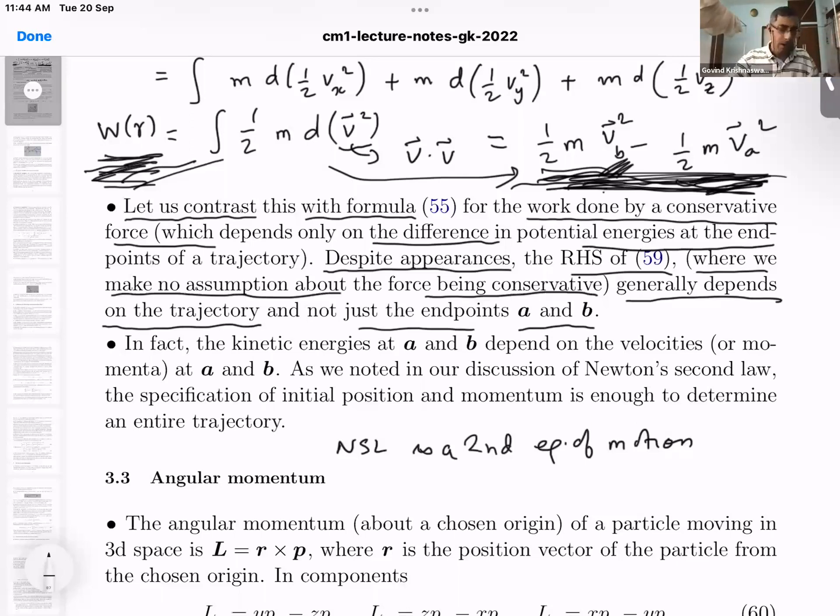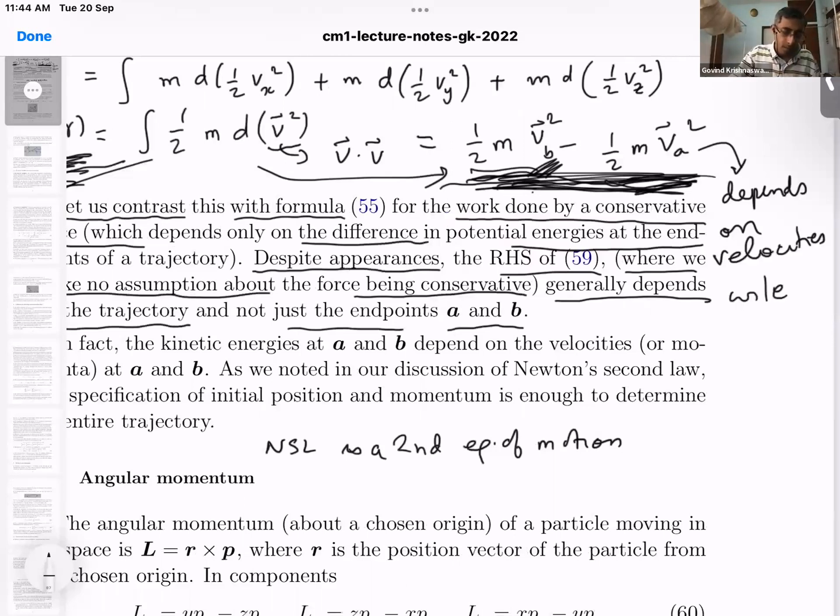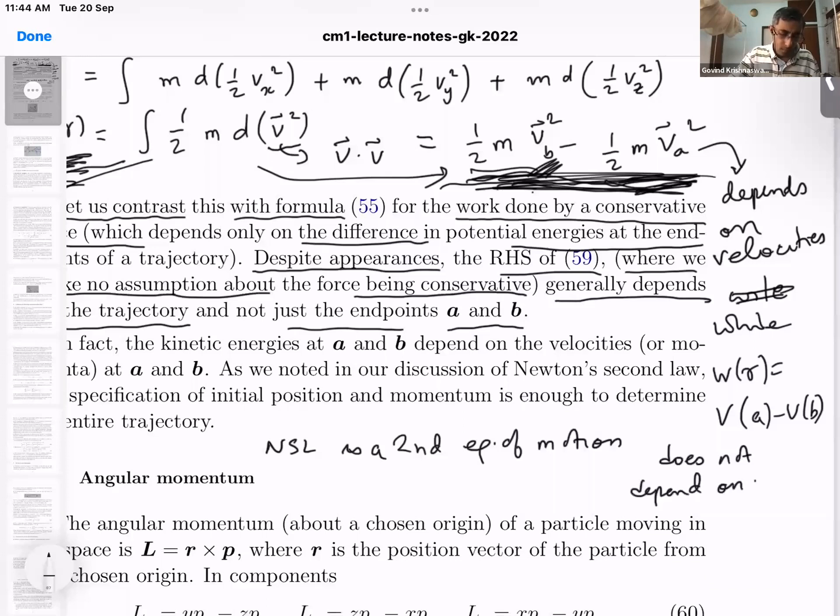Okay, so we have to contrast this formula. This formula depends on velocities, while the earlier formula, namely W of gamma is equal to VA minus VB, does not depend on velocities. And that's what we said. A conservative force can depend only on the endpoints. Here, for a non-conservative force, it has to depend on things more than the endpoints. And that is indeed the case. It depends on the endpoints as well as the velocities at the endpoints. Okay, so that is the resolution of this little puzzle.